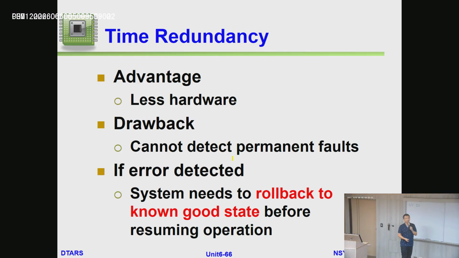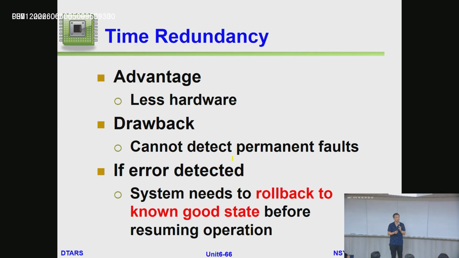Now let's move on to the second type of method. It is time redundancy. Remember that for time redundancy, the idea is that we don't want such high hardware cost. We just want to retry the operations. Maybe the errors come from some temporary faults, so if I try another time, then the error behavior may disappear. So the advantage is low hardware cost, but the drawback is it cannot detect permanent faults.